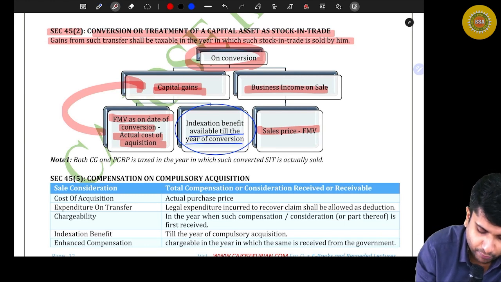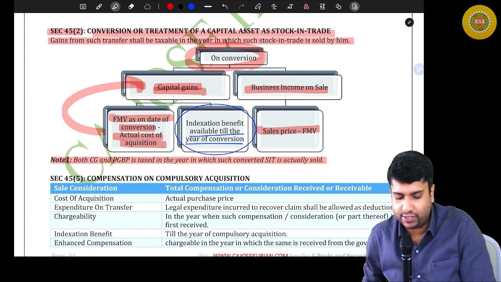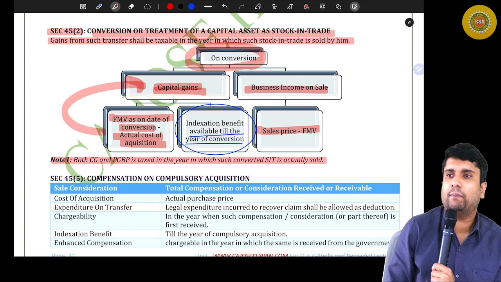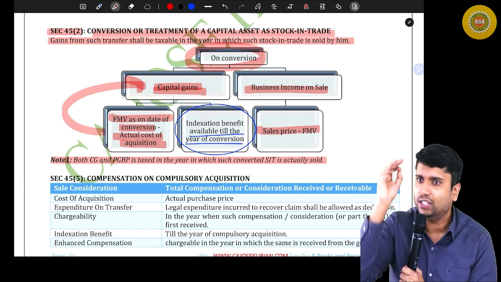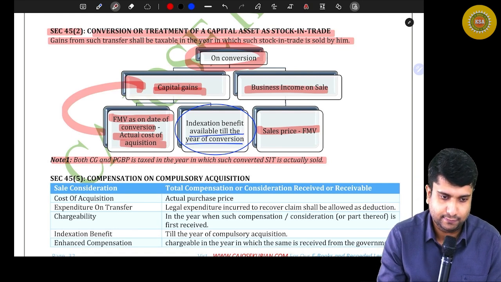Now there is one more note. Can you read that note? Both the capital gain and PGBP are taxed in the year in which such converted stock in trade is actually sold. So both the capital gain and PGBP are getting taxed in the year in which you are selling that particular stock in trade. That's what they are saying. I hope that point is clear.